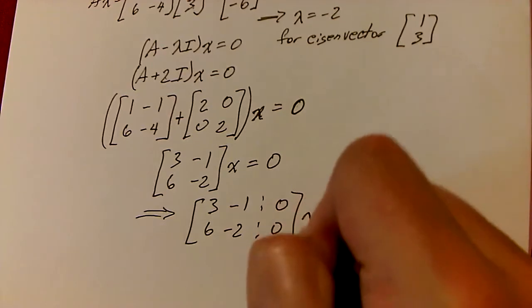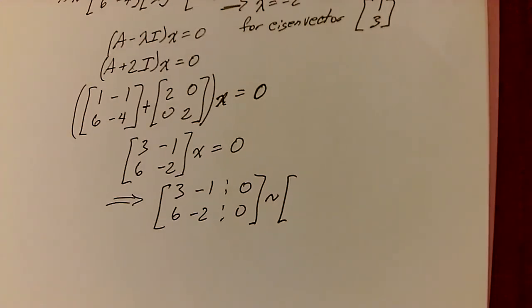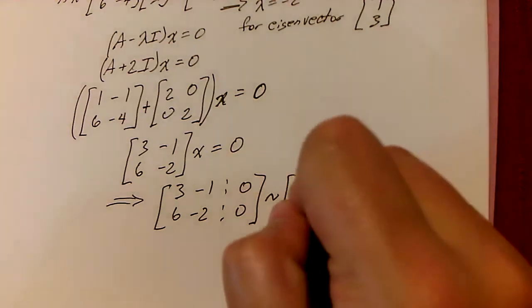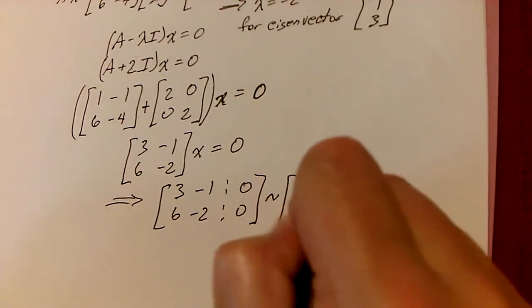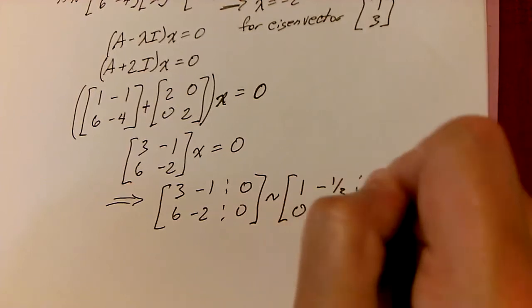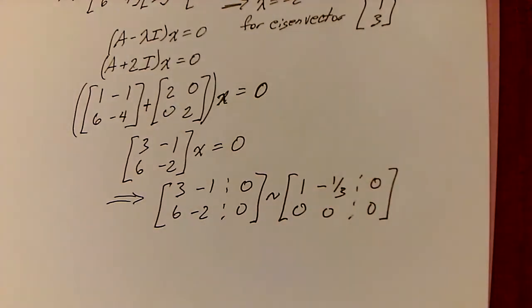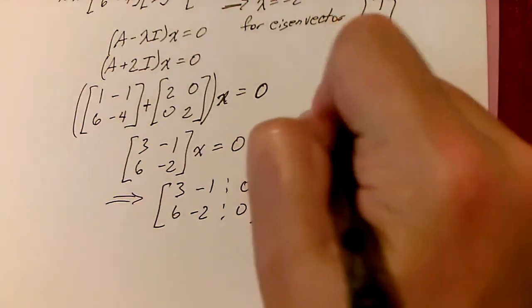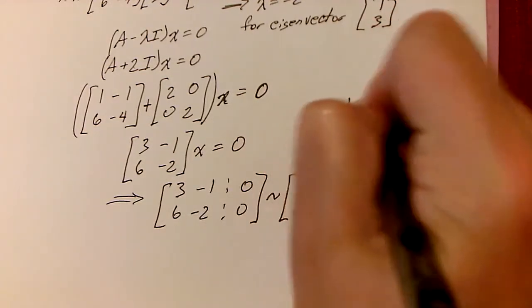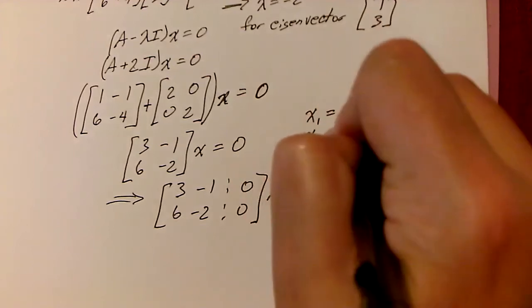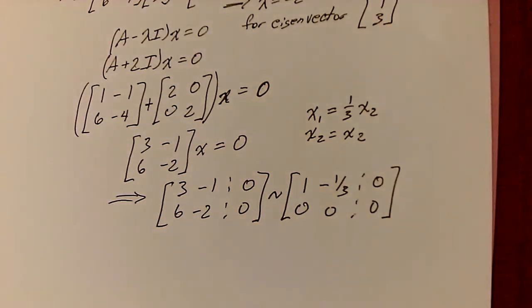So if I row reduce this matrix, use your row operations if you like, or type it in the calculator, whatever works for you to row reduce that matrix. What I get is 1 and negative 1/3 with zeros on the bottom row. And so I would write a solution set to this matrix. This would be x1 is equal to 1/3 x2, and x2 is equal to x2. That would be my solution set.